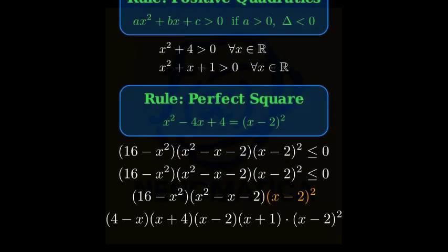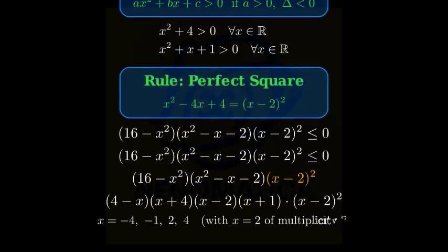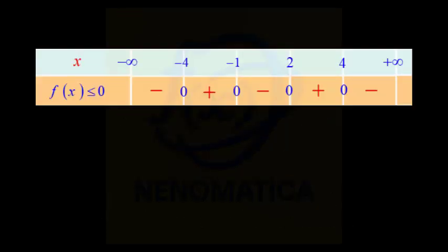Step 3. Find the real zeros and their multiplicities. 16 minus x squared factors as left parenthesis 4 minus x right parenthesis times left parenthesis x plus 4 right parenthesis, and x squared minus x minus 2 factors as left parenthesis x minus 2 right parenthesis times left parenthesis x plus 1 right parenthesis, together with left parenthesis x minus 2 right parenthesis squared. The total multiplicity at x equals 2 is 3. So the real zeros are x equals negative 4, negative 1, 2, and 4, with x equals 2 a triple root. Let us place these on a number line to prepare a sign analysis.